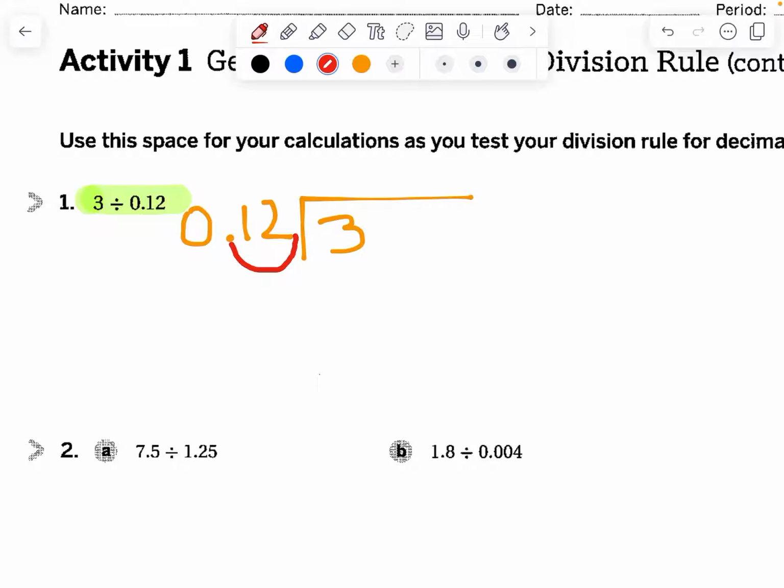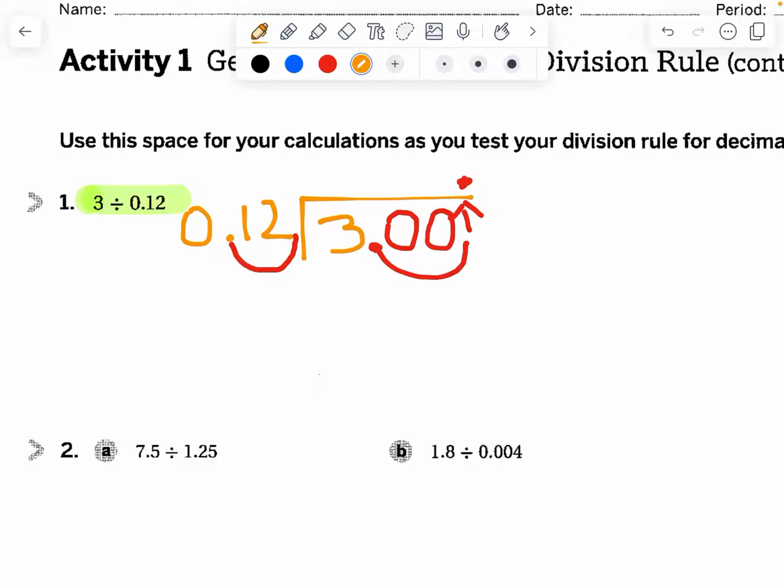Since we moved that decimal 2 places to the right, we have to do the same thing with the 3. Remember, with a whole number, the decimal is always sitting behind the number. What you are allowed to do is add 2 zeros. Now we can slide that decimal over, and that decimal is going to go straight up in your answer. Now we're ready to start dividing.